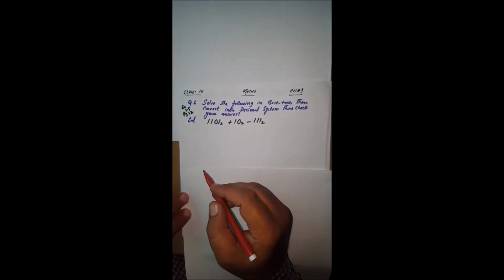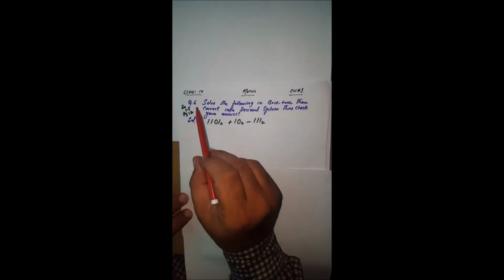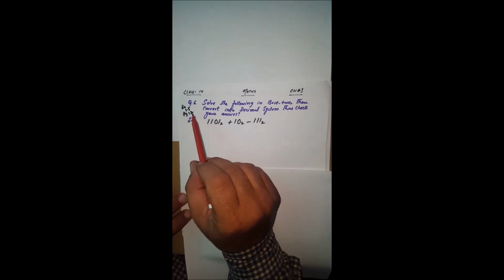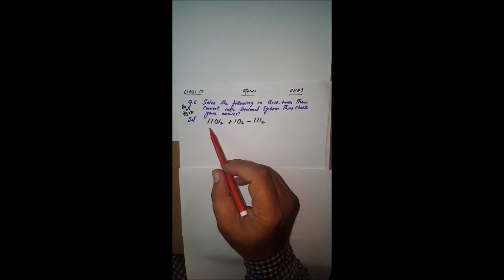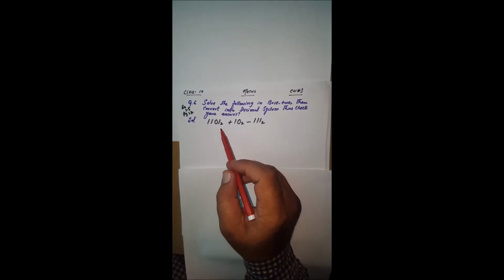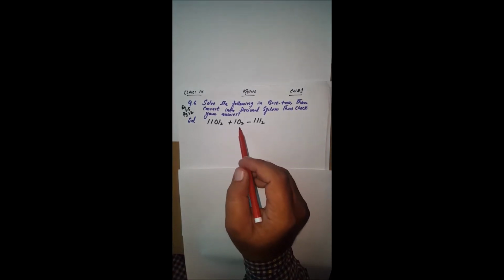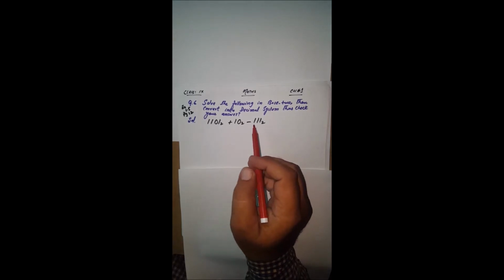Now we are taking a question from the book. Question number 6, exercise 1.5, page number 12. The question is 1101 in base 2 plus 10 in base 2 minus 111 in base 2.